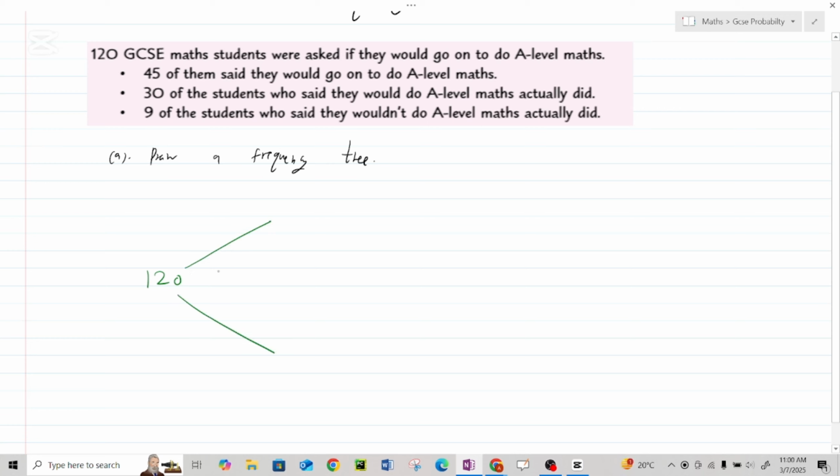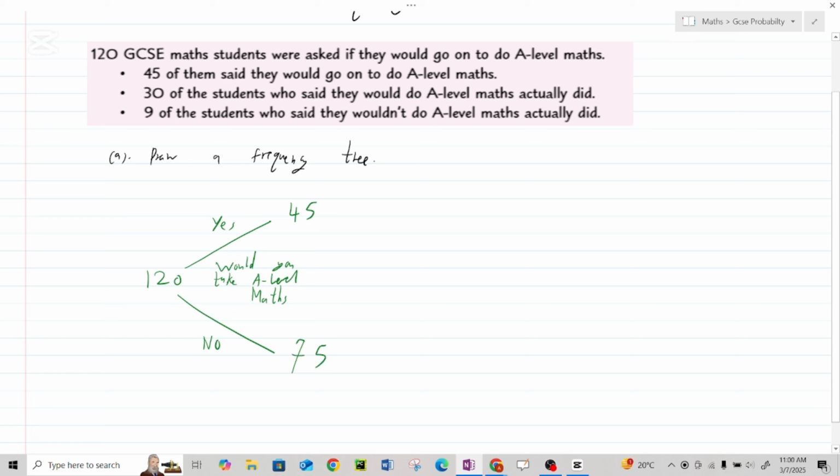The question that they were asked was, would you take A-level maths? Then there are people who said yes, and the people who said no. Who said yes? 45 of them said that they would go on to A-level maths. So how much is the remaining one? 120 minus 45. That's going to be 75. So 75 said that they would not go.